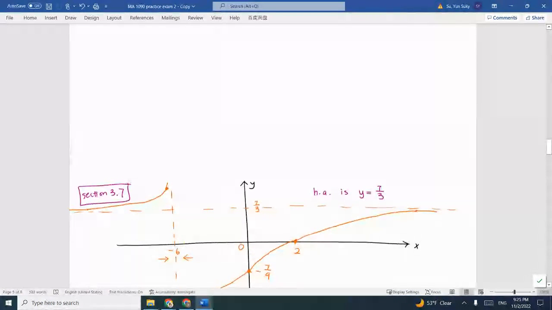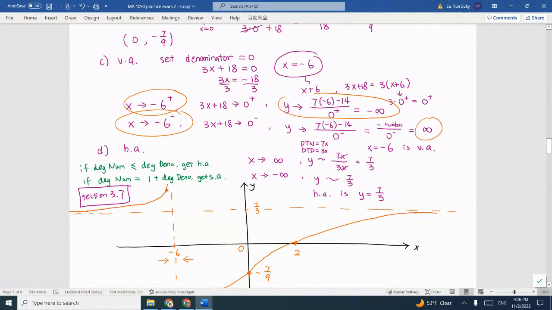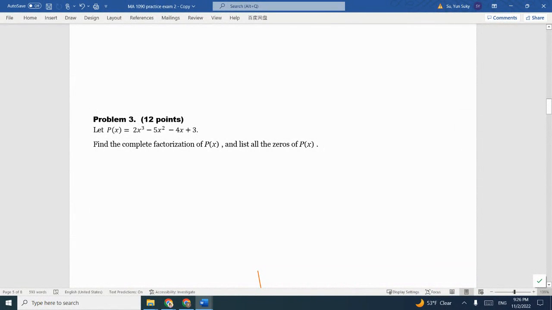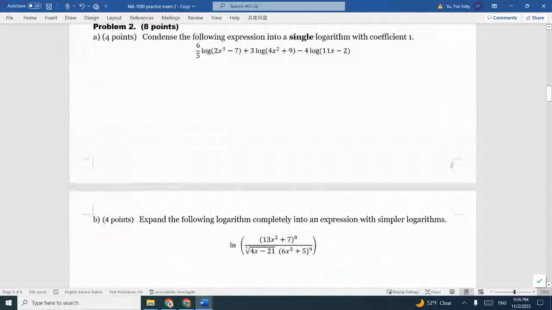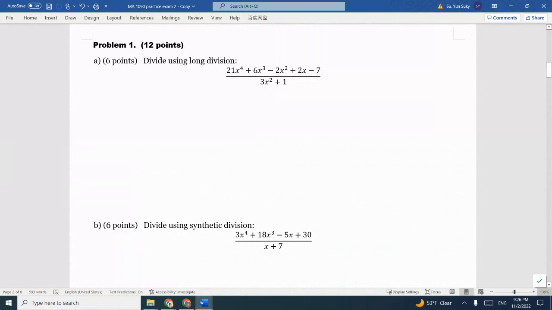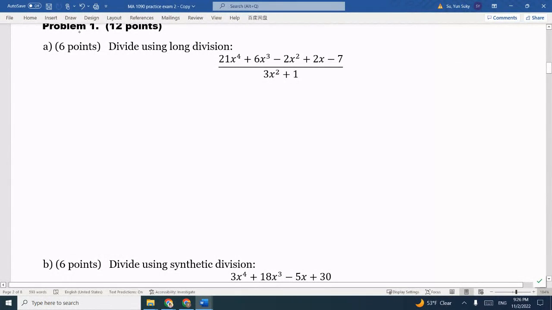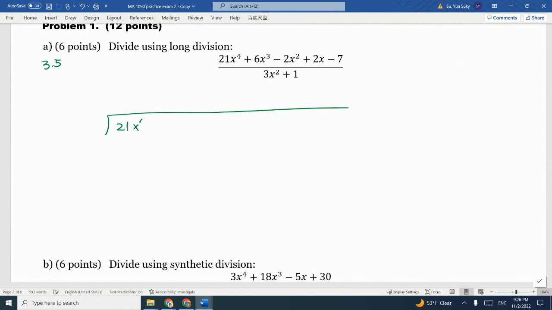Okay, so we did 5, we did 4, and we did 3. Good. So we only have 2 problems left. How about let's just finish it. So long division. Long division, what do we do? So this is in session 3.5, long division. 21x to the fourth plus 6x cubed minus 2x squared plus 2x minus 7 divided by 3x squared plus 1.